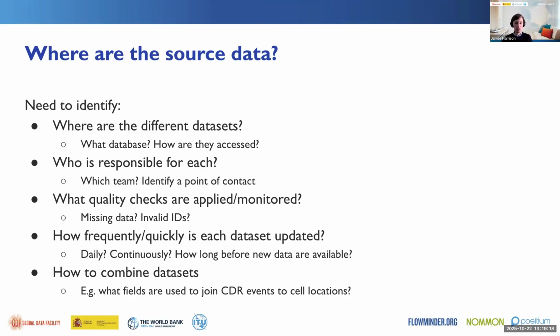How frequently and how quickly is each data set updated is another key consideration. So would we be able to access new data daily? Is that coming in continuously in a streaming fashion? And how long does it take for new data to be available? So if somebody makes a phone call yesterday, will that appear in the CDR data accessible today? What's the lag there? How quickly can we get that data? And different data sets will be different. Maybe the cell information is updated less frequently, and it might take longer for a new cell tower to appear in the data set there, because this is a slower moving thing.